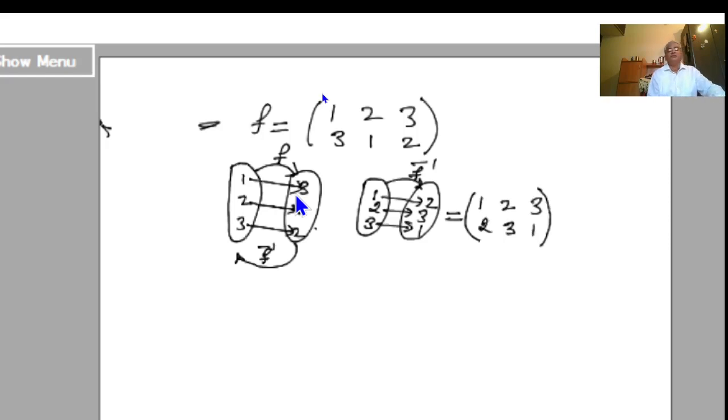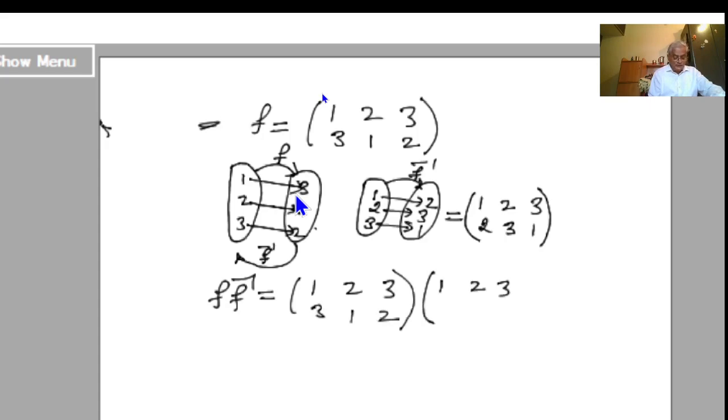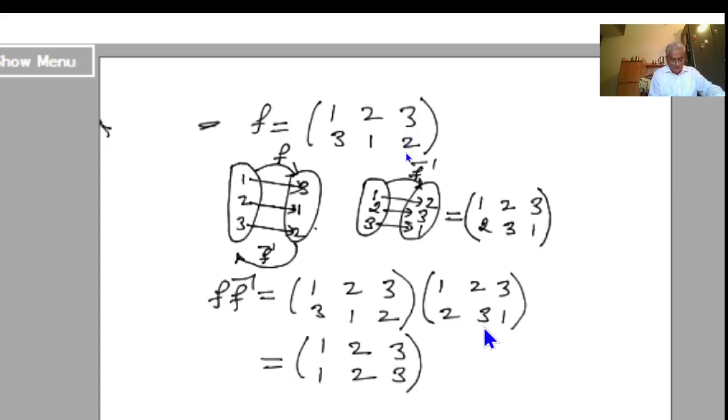Let me verify whether F into F inverse is equal to identity or not. F is 1, 2, 3, 3, 1, 2, and F inverse is 1, 2, 3, 2, 3, 1. This is equal to: 1 goes to 3, 3 goes to 1, so that is 1, 1. 2 goes to 1, 1 goes to 2, this is 2, 2. 3 goes to 2, 2 goes to 3, that is 3, 3. This is the identity permutation. Like this we can find out the inverse.